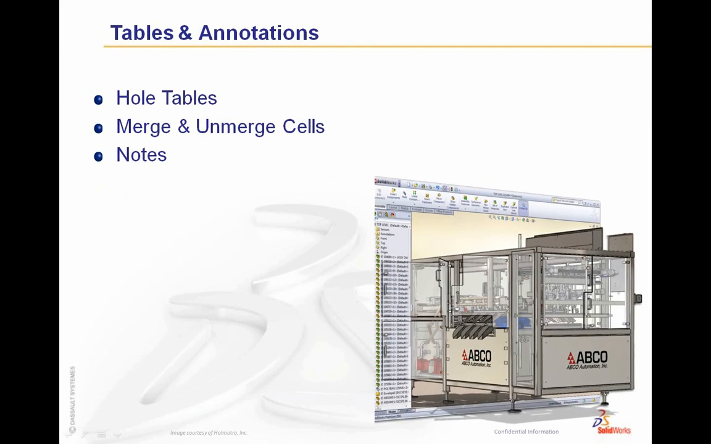Let's take a look at tables and annotations now. We'll start with some whole tables. In 2011, we have the ability to add in our dual dimensions inside of our whole tables, and we have some different sorting type of tools as well. So we'll be able to take a look at those. Next, you can now merge and unmerge cells inside of your tables, and we'll take a look at that. And last but not least, in this section, we're going to take a look at some note enhancements in 2011.